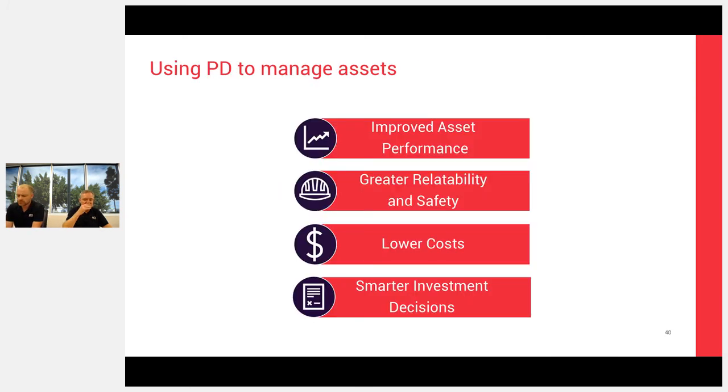If we do all that, then we should be able to achieve our objectives for that: improved asset performance, greater reliability and safety, and lower costs. The smarter investment decisions is really using partial discharge as a tool for what do I need to take off my system first, not just using age, and that comes into the whole condition-based and risk management of network assets.